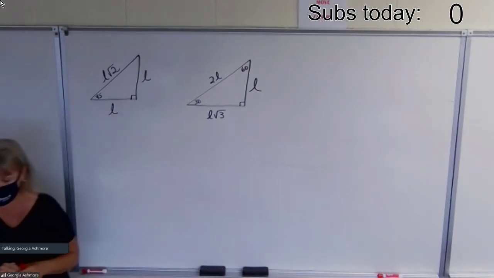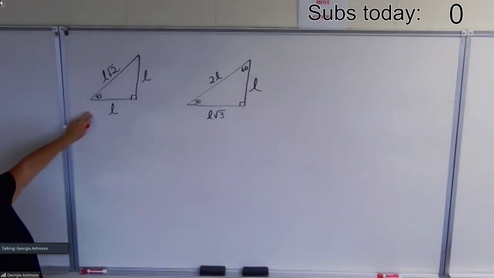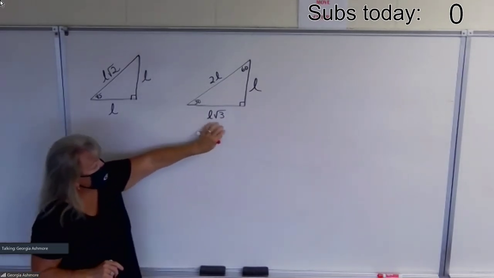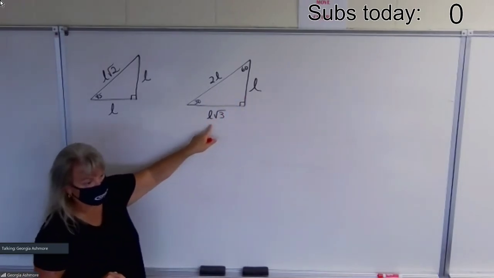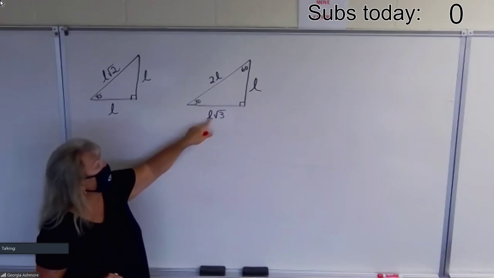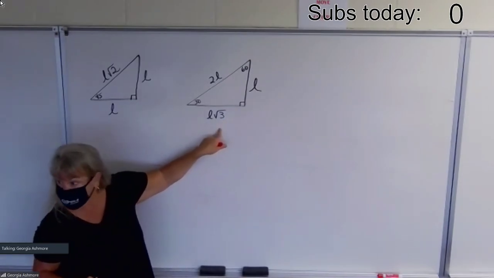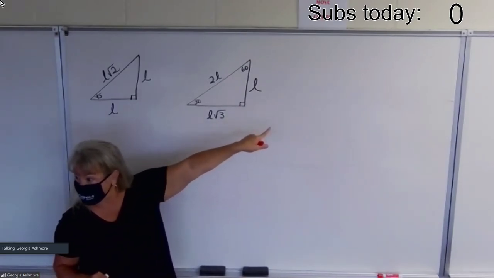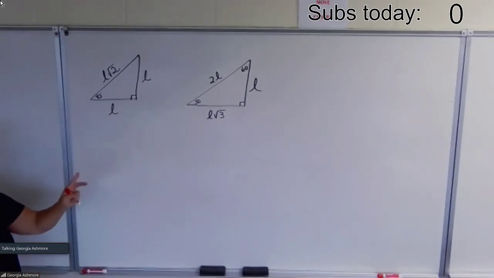Now you've got to memorize those. Usually students are okay with memorizing the 45. This is the one they have difficulty with. They flip-flop these two for some reason. I don't know why. If 30 is the smallest, what's smaller, L or L square root of 3? The L is smaller, so that goes across from the 30, okay? That's usually the two that flip-flop.